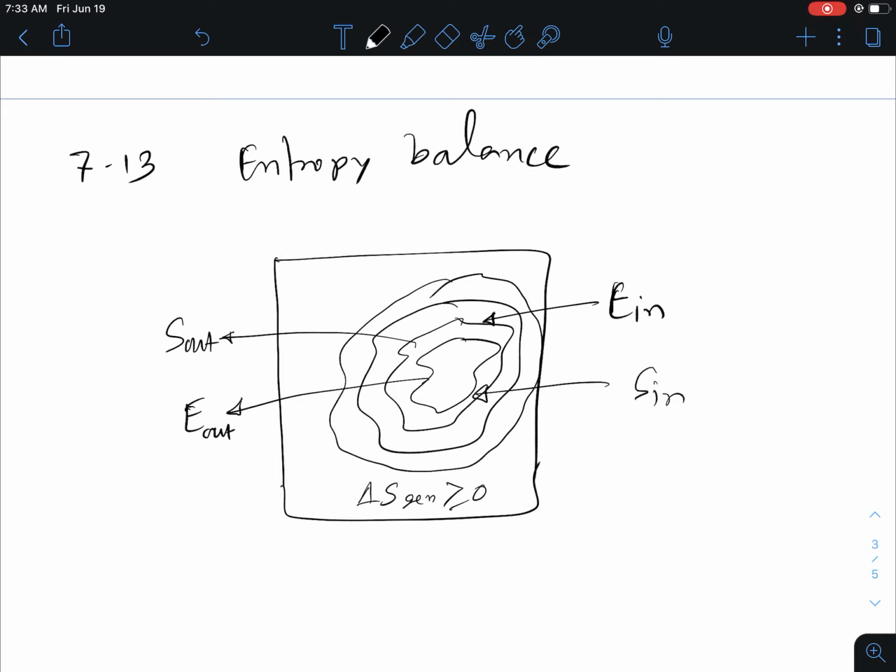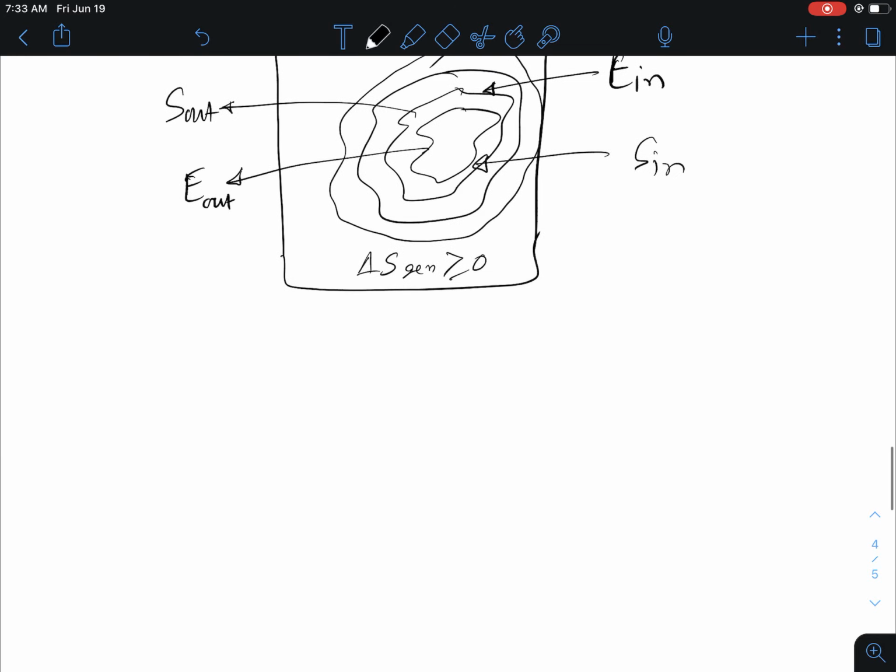So for this system, the entropy balance equation would be: the total entropy entering the system, S in, minus the entropy out of the system, S out, plus the entropy generation of that system equals delta S of this system, the total change of entropy of that system. So that's the entropy balance equation.